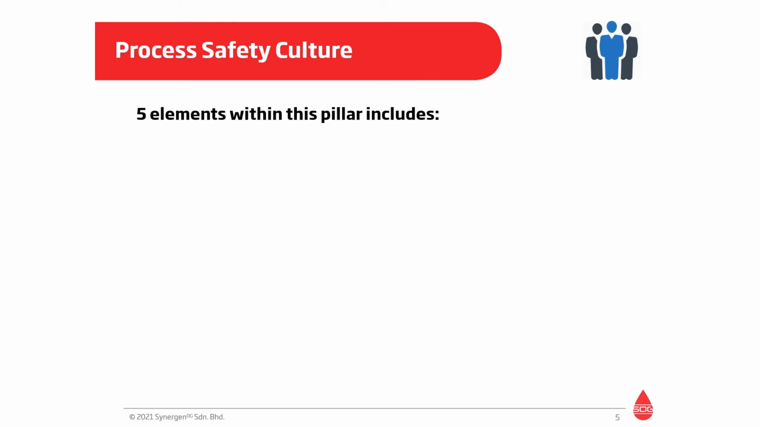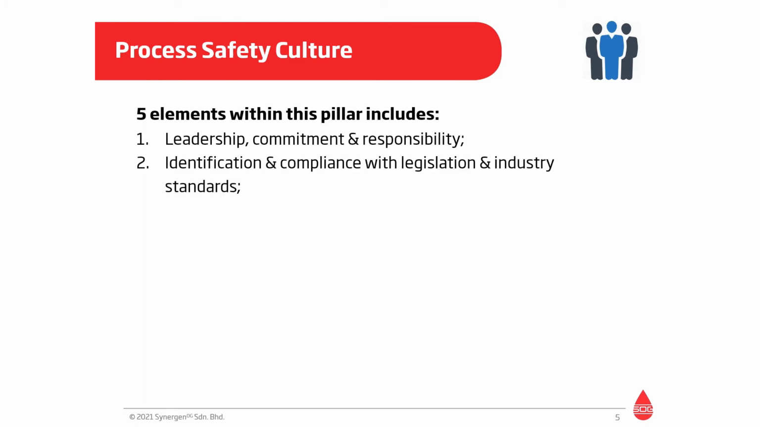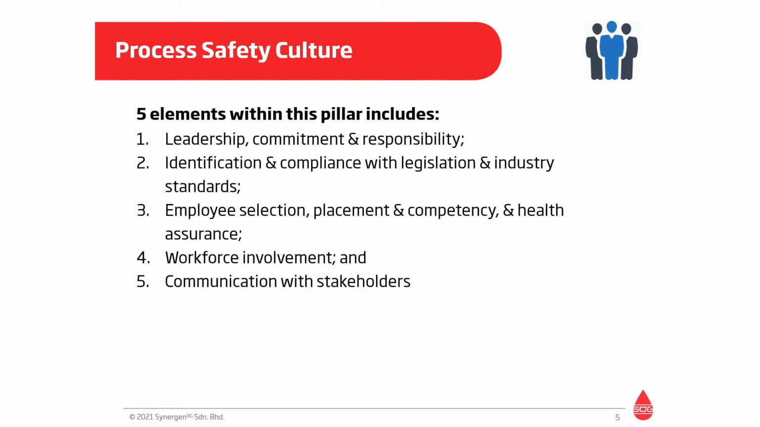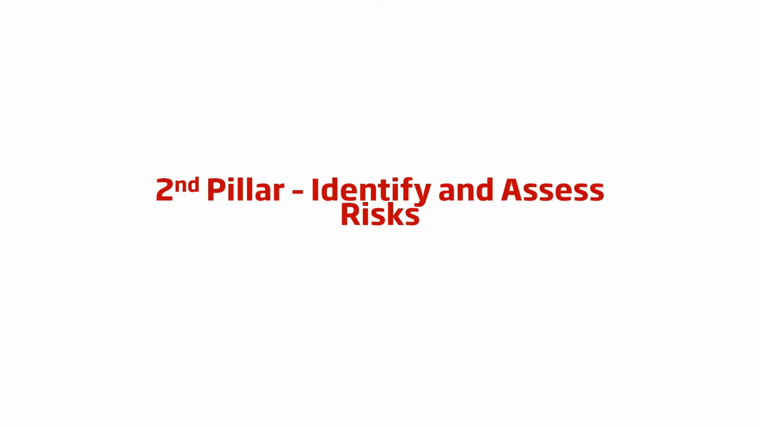In the first pillar of process safety culture, the elements within this pillar include leadership, commitment and responsibility, identification and compliance with legislations and industry standards, employee selection, placement and competency and health assurance, workforce involvement, and communication with stakeholders.